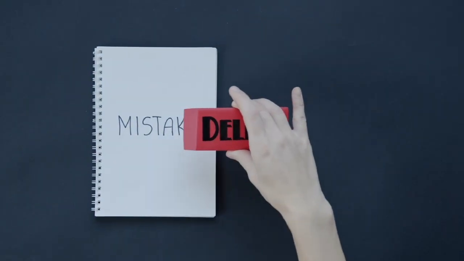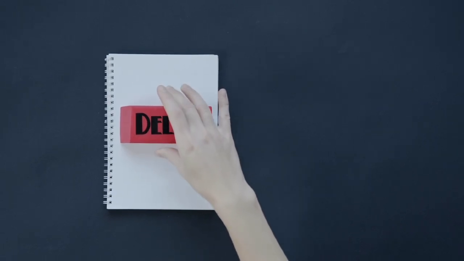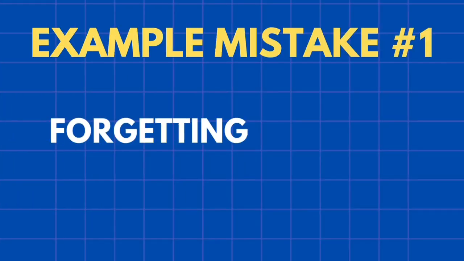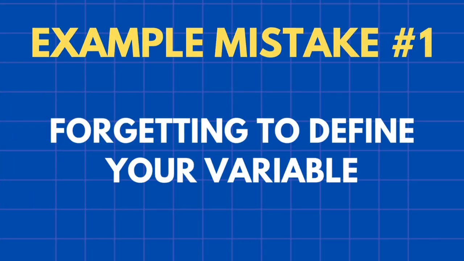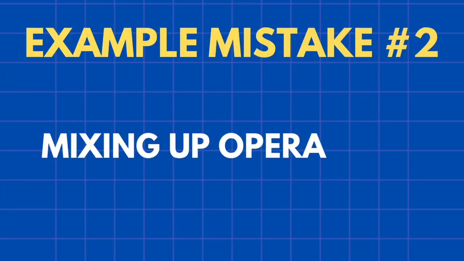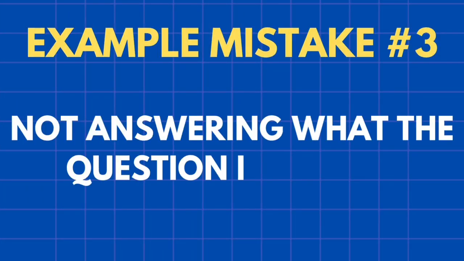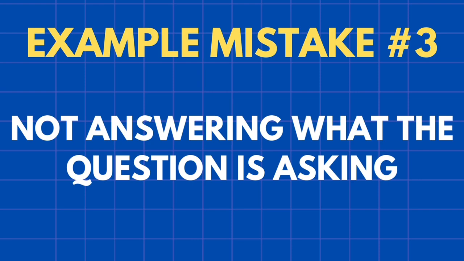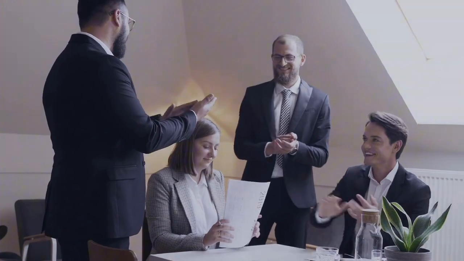Word problems can be tricky, but there are some common mistakes that we can try to avoid. Example mistake number 1 is forgetting to define your variable. Always start the word problem by representing the unknown with a variable. Mistake number 2 is mixing up operations. Words like sum, difference, product, and quotient each mean something specific. Mistake number 3 is not answering what the question actually asks. Sometimes it wants the total, not just the value of x.